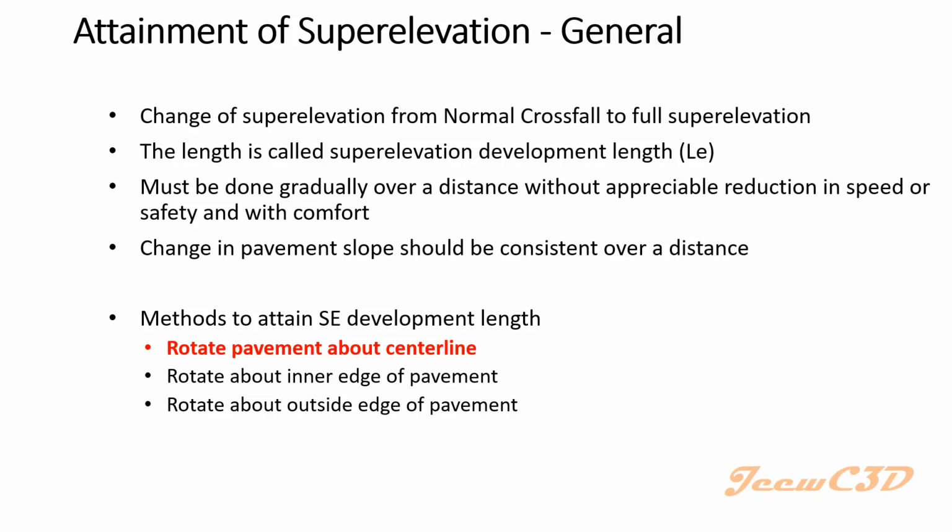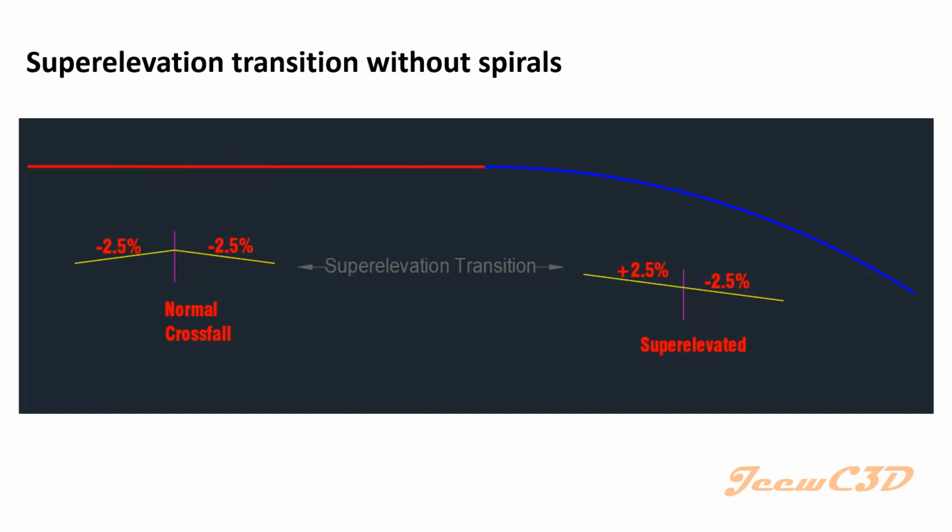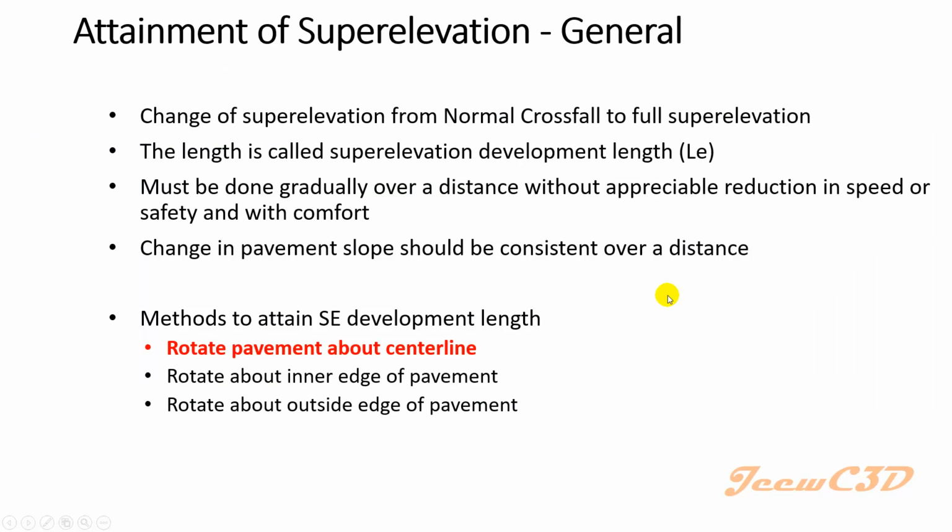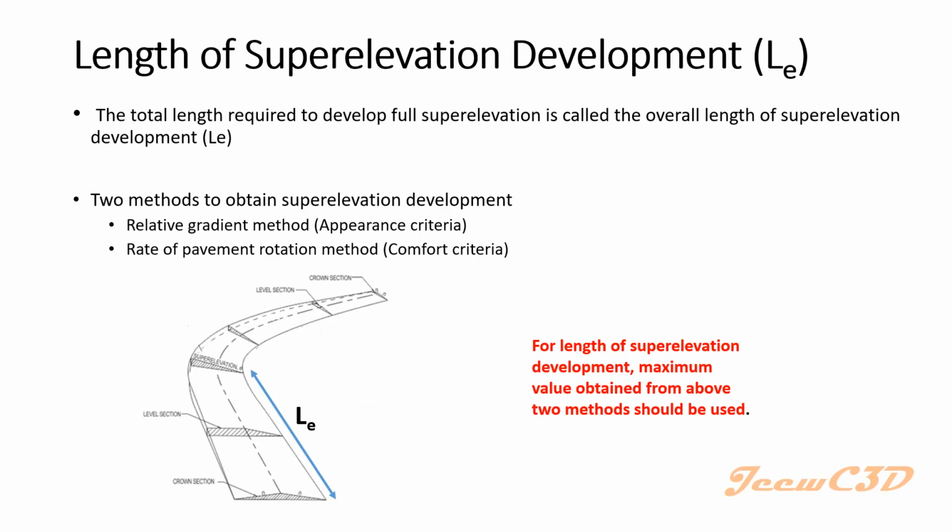So there are three methods to attain super elevation development length, but mainly what we are using is to rotate the pavement about the center line. If I go here, this pavement is rotated along this center line. You can see this part is turned upward about this center line. So in most cases we are rotating the pavement about the center line, that is how we consider super elevation development length.